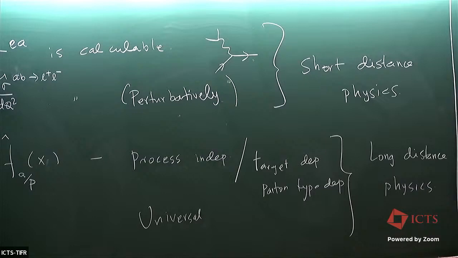Sorry? Bjorken limit, yeah. Since the Bjorken limit itself is weakly dependent on Q squared, will this entire picture be changed a bit or will it be the same? The picture will change. I will show you.